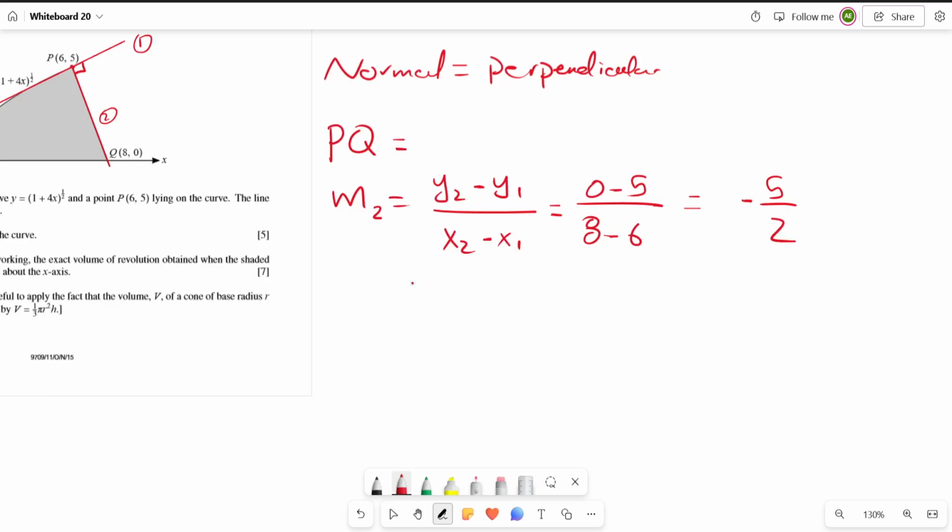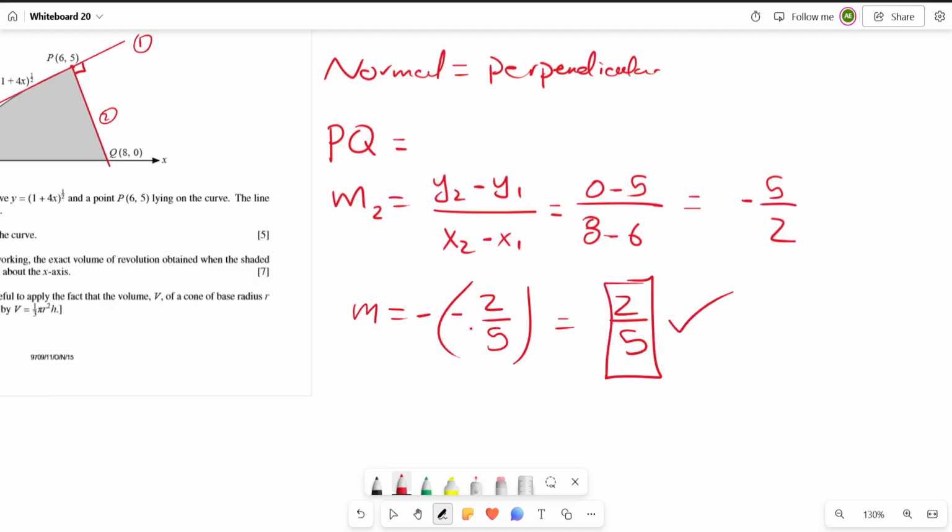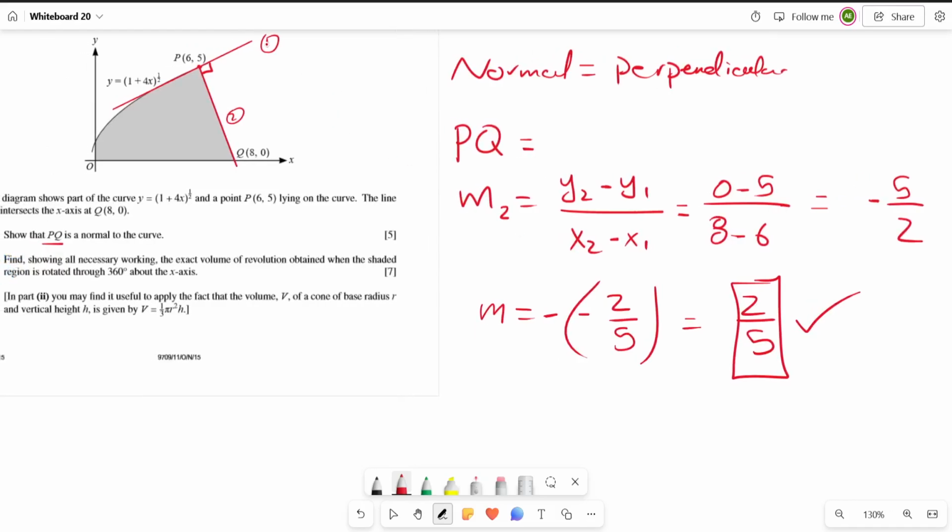If another line is perpendicular to line PQ, it should have a slope of the negative reciprocal of this value. Reciprocal means I flip it, and negative means I multiply it by negative 1. So if I flip negative 5 over 2, it becomes negative 2 over 5, multiplied by negative 1. So if another line has a slope of 2 over 5, that means that they are perpendicular. So I'm supposed to show that line 1 has a slope of 2 over 5. Let's try and do that.